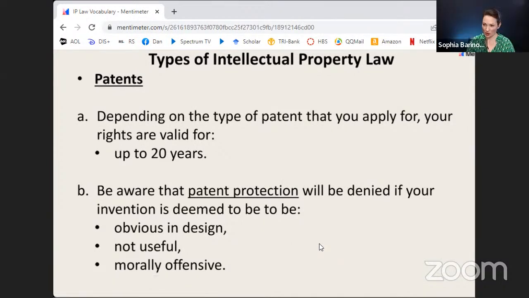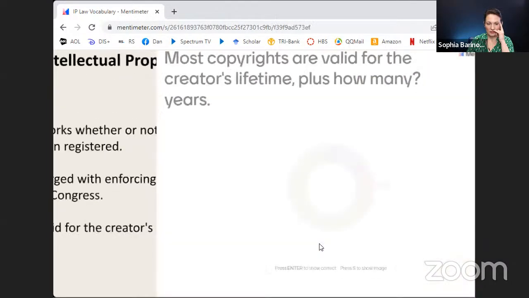You speak about street art, yes? Street art. So you would have to argue it's obvious in design, that it might not have patent protection if it's not useful. You could try to argue that on street art, and it's morally offensive.